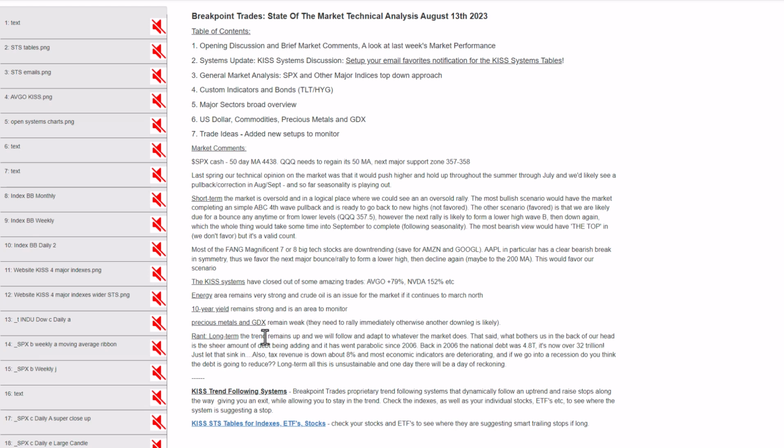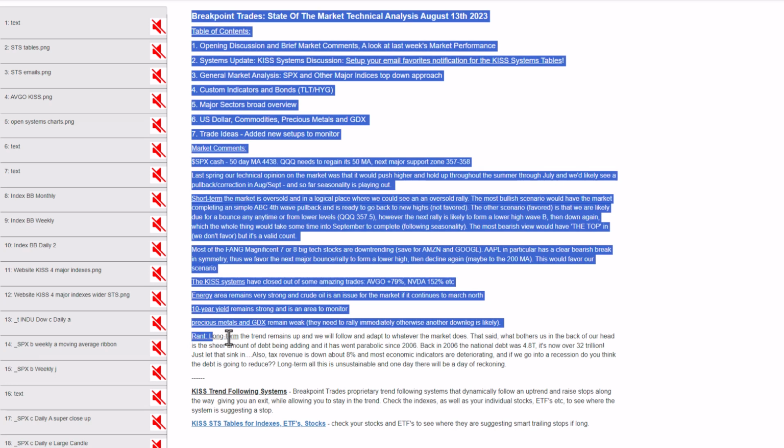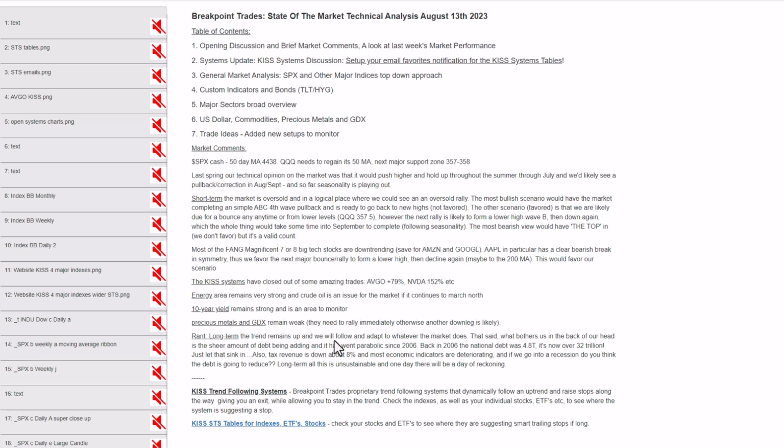Longer term, and again, this is not with technical analysis, this is just something that Steve and I discuss. Longer term, we will follow and adapt to whatever the market does. That said, what bothers us in the back of our mind is the sheer amount of debt being added that has gone parabolic since 2006. Back in 2006, guys, that doesn't seem very long ago to me, the national debt was only 4.8 trillion, or maybe it's 4.6. One of these. It's now 32 trillion.